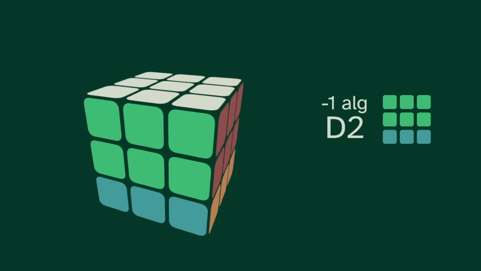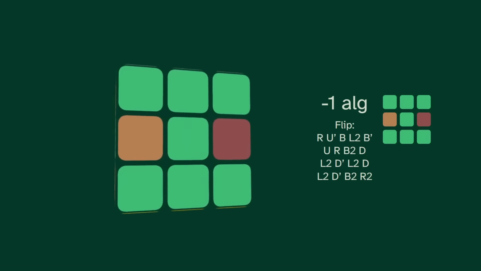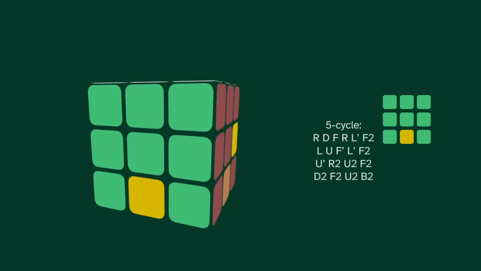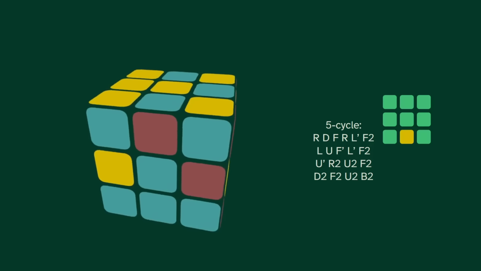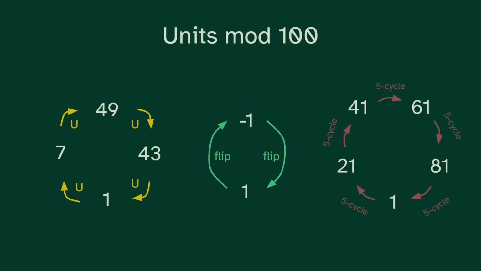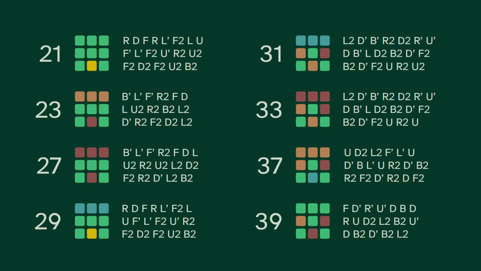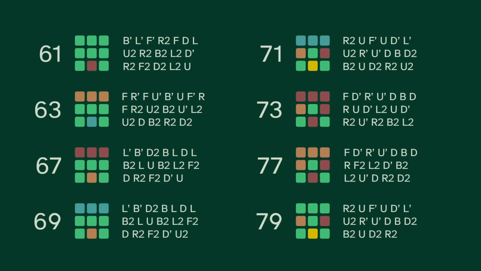D2 takes up a lot of space. It moves a lot of pieces. So instead, let's switch it to be this, which just flips these two edges. And that frees up enough room for this alg, which cycles these 5 pieces. Perfect for our 5 cycle. So we'll make it the 21 alg, and then the rest will follow. Here are all the algorithms and positions for all units mod 100. Give it a test. Try a multiplication problem.